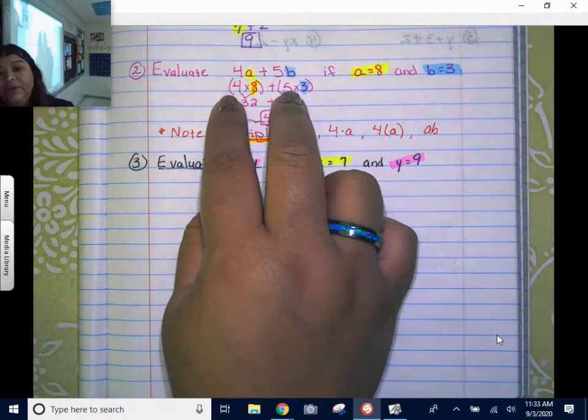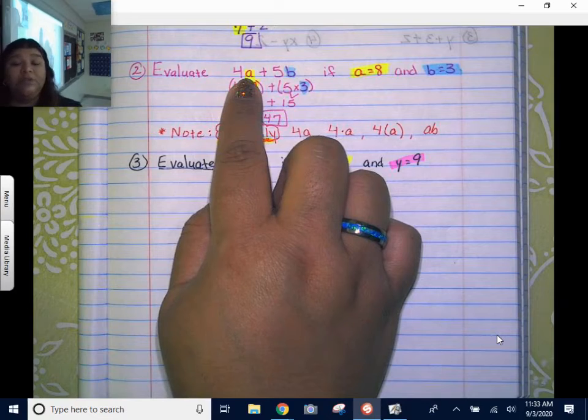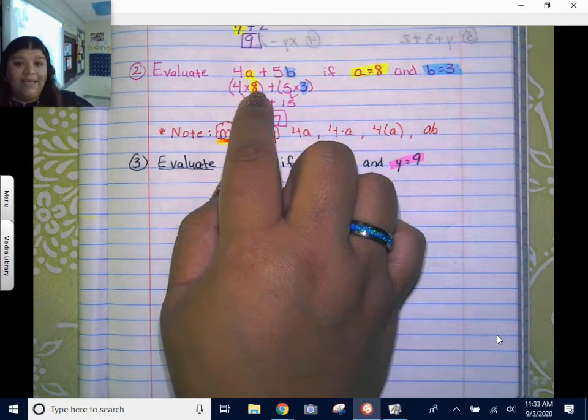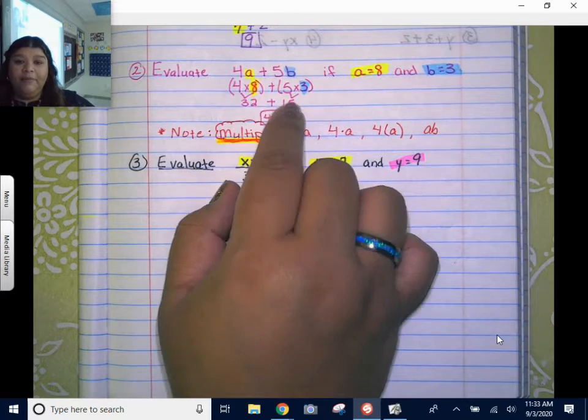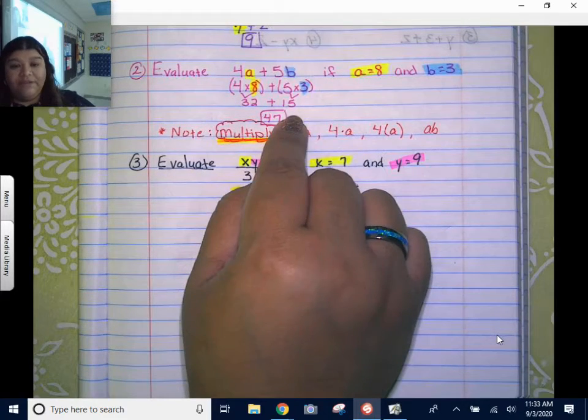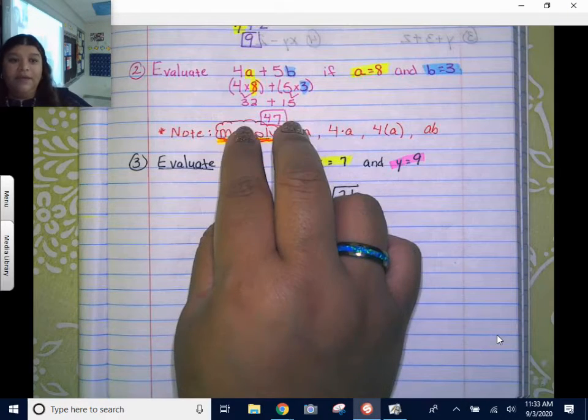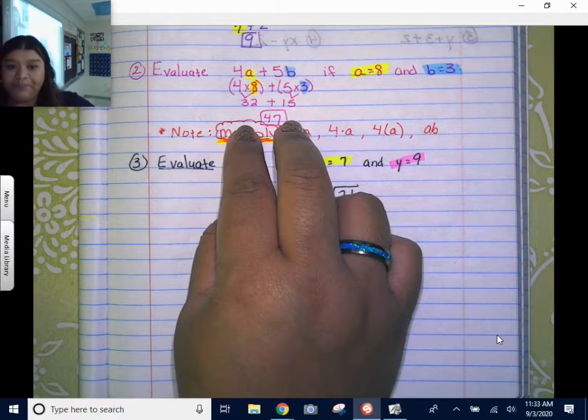Now we're going to work out the multiplication before addition because of PEMDAS. Always follow PEMDAS. So I'm going to multiply 4 times 8, which gives me 32. And might as well do 5 times 3, which gives me 15. And then we add them at the end. 32 plus 15 is 47.